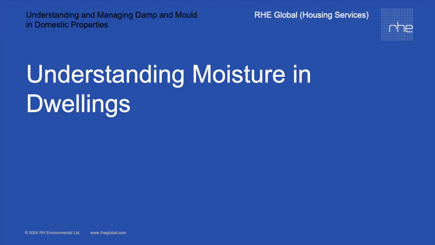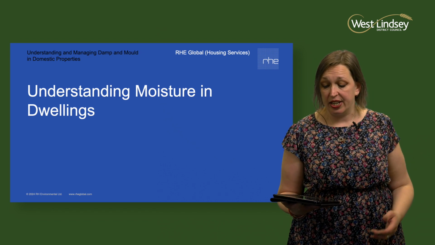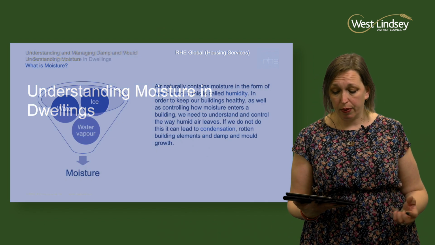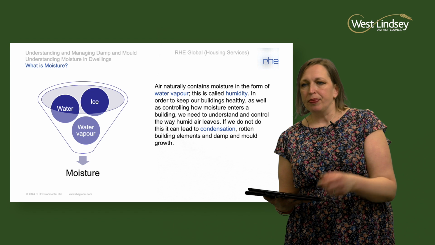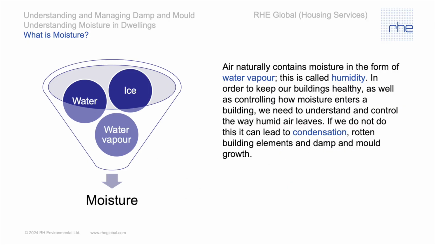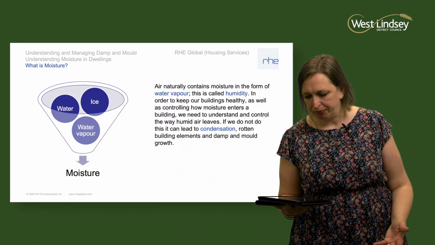Whether you're investigating housing complaints, you're an inspector, or you're a housing provider, one of the things we need to understand is how moisture behaves in dwellings and the root causes of any damp and mould growth. When we think about moisture, it's not just visible dampness, it's not just water itself, it also includes ice and water vapour. Air naturally contains moisture in the form of water vapour, that's humidity. In order to keep buildings healthy, as well as controlling how moisture enters the building, we need to understand and control how humid air leaves. If we don't do that, it will lead to condensation.